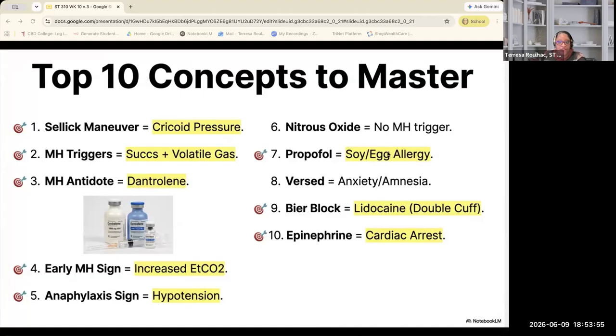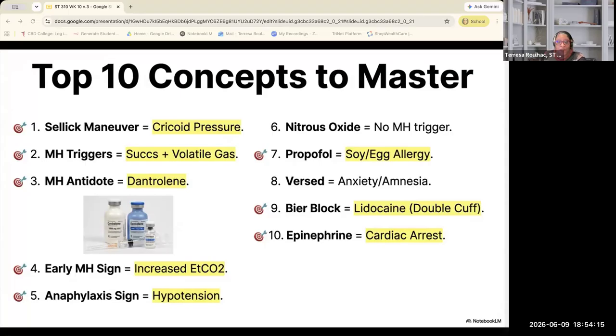One thing that the chapter does bring up and that you may see is that propofol is the induction agent associated with soy and egg considerations. Versed is associated with anxiety reduction, or we usually give it for amnesia. That's usually what they'll give first.